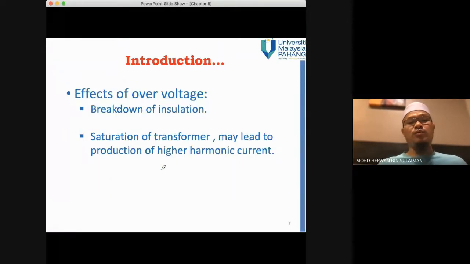So what happens when we have over voltage? We have a breakdown of insulation, and we have saturation of transformer that leads to high harmonic currents. Okay, so when it prolongs terlalu lama, so menyebabkan sistem kita breakdown lah, ataupun punya lifelong, jangka hayat transformer tu akan lebih kurang.